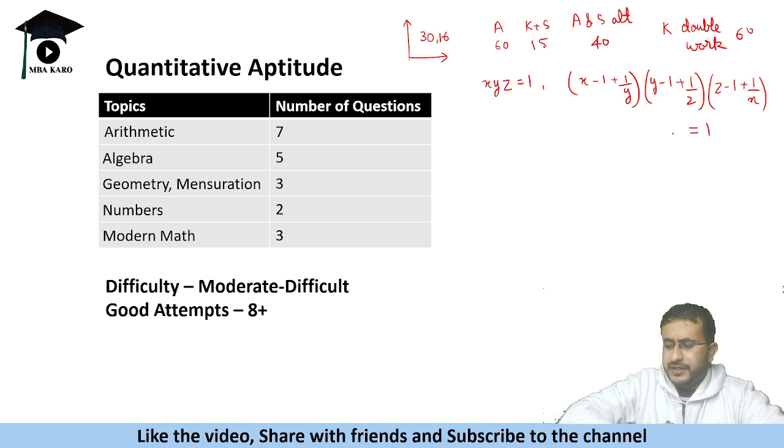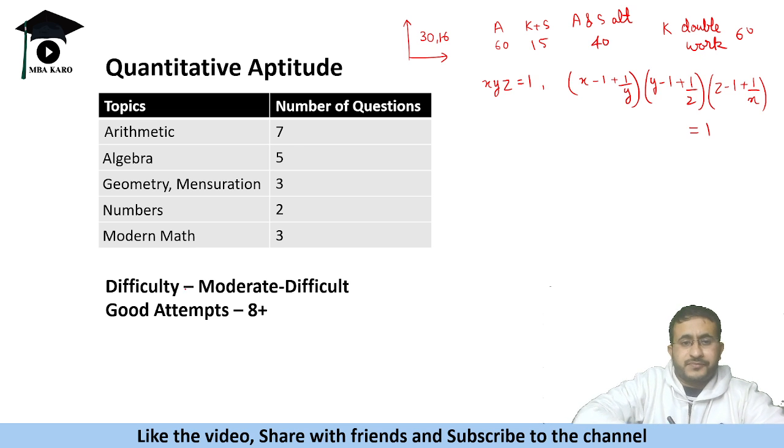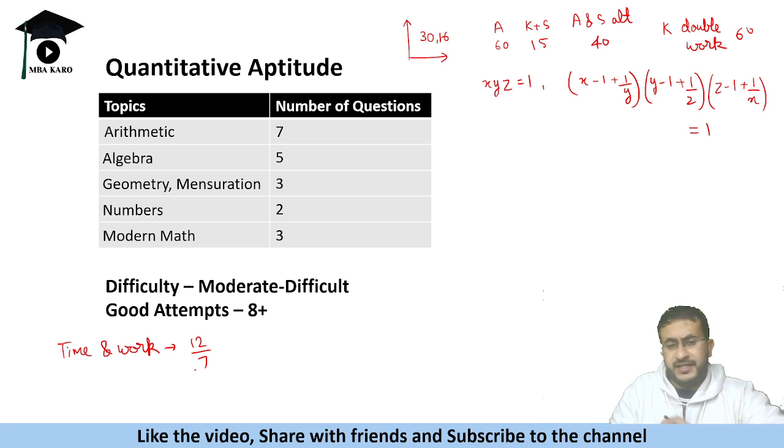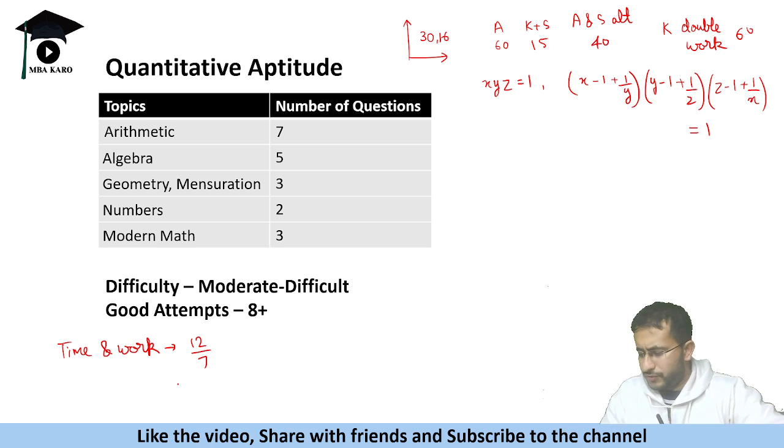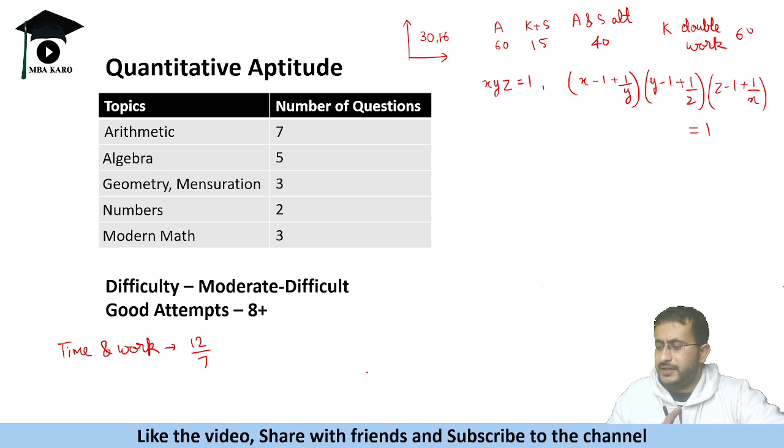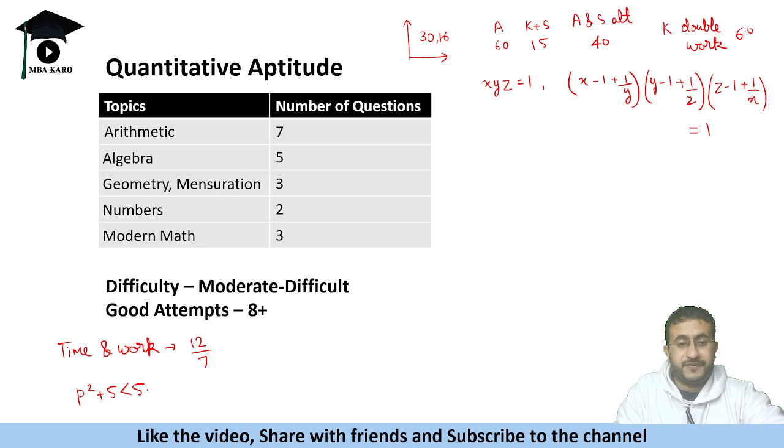Then there was another question on time and work where there were some trucks. The answer was 12 by 7 days, in which you were getting three equations and had to solve those equations. Then there was one question on algebraic inequalities: p square plus 5 is less than 5p plus 14. In this, the answer was p is less than or equal to 6 and minus 1.